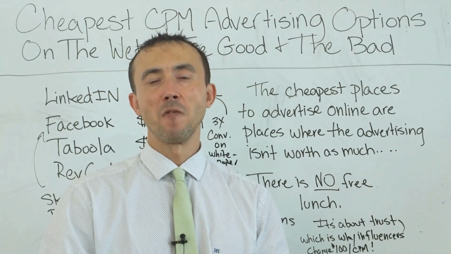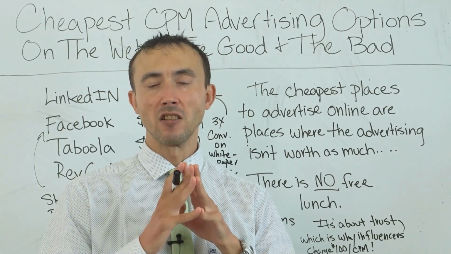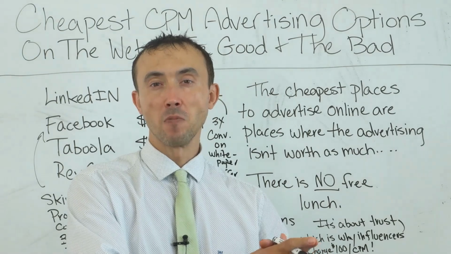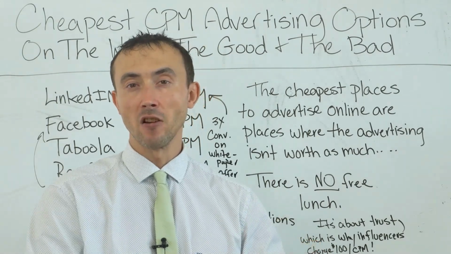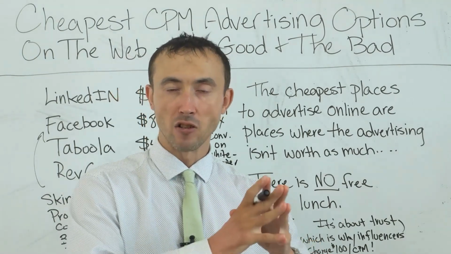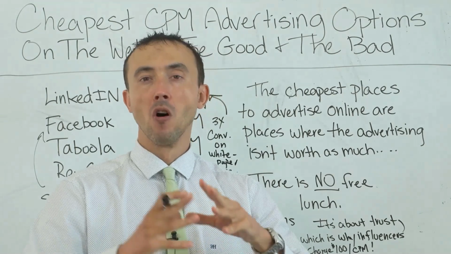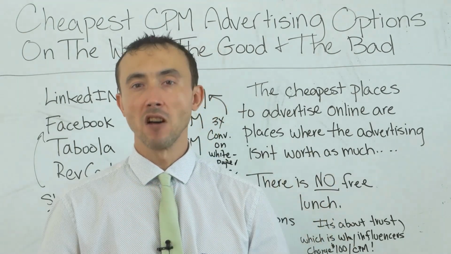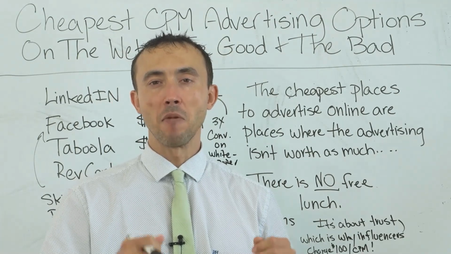So if you're advertising on Facebook and you want to know what it's going to cost to get your ad in front of 1,000 people, and the CPM on Facebook is $8, that means $8 to get in front of 1,000 people, or for every 1,000 people that your ad gets in front of, it's an extra $8. So that is CPM in a nutshell.